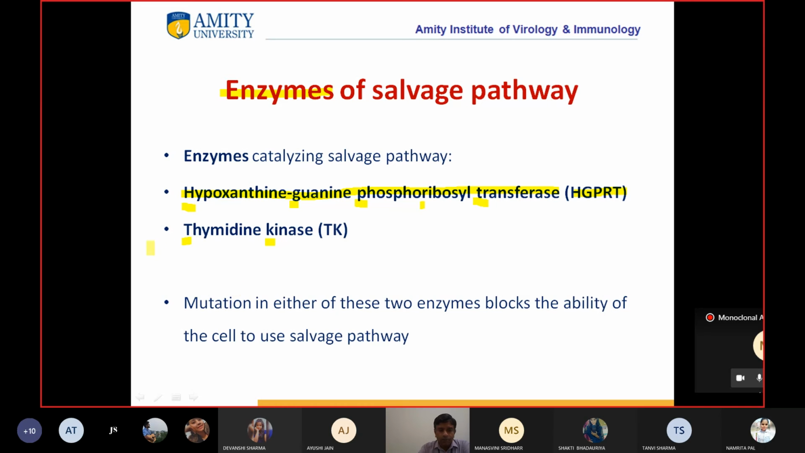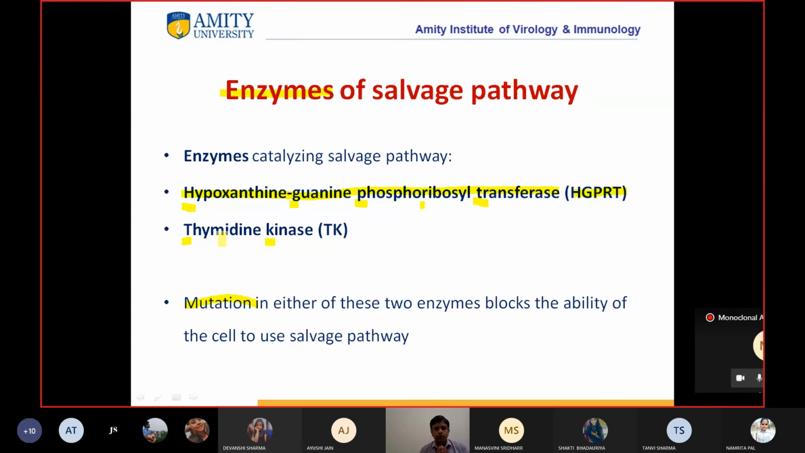Now, these two are the most important enzymes of the salvage pathway, and if there is a mutation in either of these two enzymes, that will block the ability of the cell to use the salvage pathway. And if you remember what I said, when we take the myeloma cell, we make some small modification. So we create mutation in these enzymes, in HGPRT and thymidine kinase.